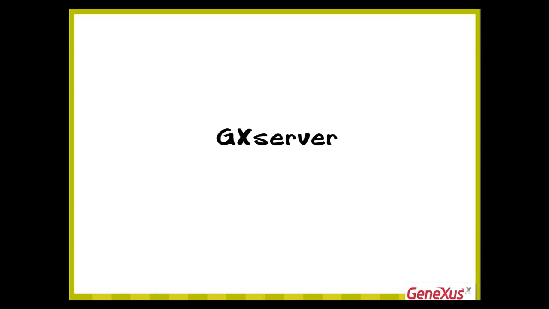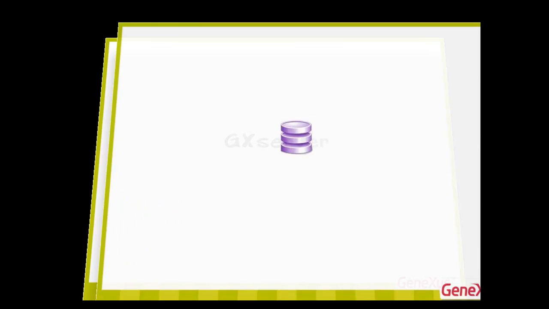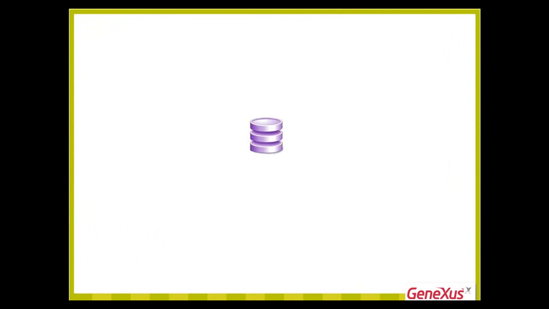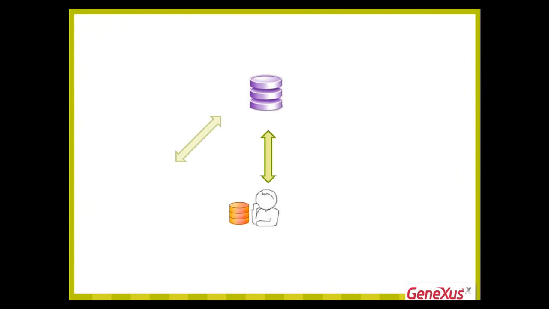When we use GeneXus to develop an application, either as part of a team or individually, we must always keep our KB accessible and updated. GXserver enables us the possibility of centralizing the development of the KB in a server so that we can access it from any location and keep it always updated with all changes that developers make.